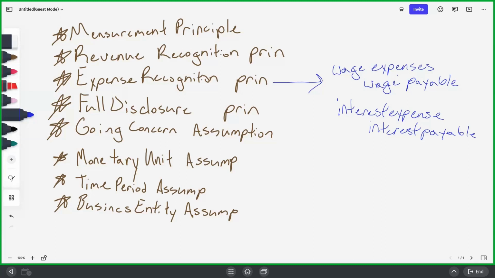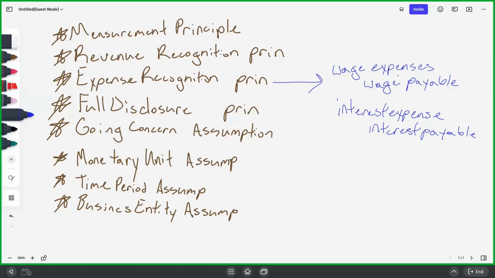Now, we'll keep going with the mindset of expenses though. What if I technically haven't paid my utilities yet? They gave me the bill. I haven't paid it yet, so I'm going to record a utility payable and a utility expense. Expense recognition. The trick to both of those is knowing one's of expense, one's of revenue. If you hear revenue, automatically look and see if it's revenue recognition principle. If you hear expense, think of the expense.